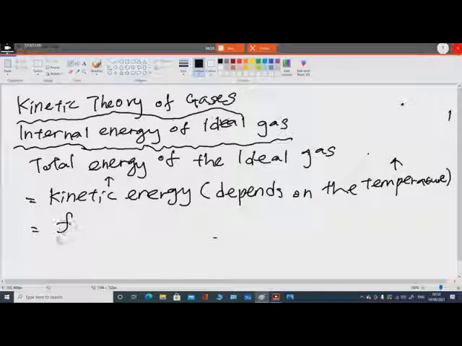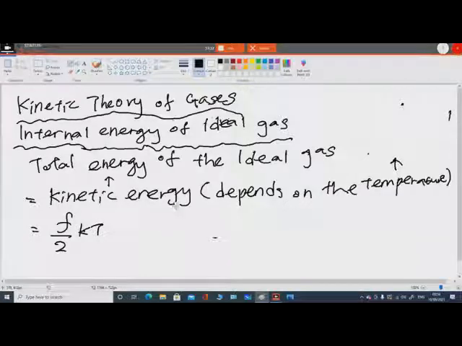This is F over 2 kT, which is the formula that came from the equipartition of energy. For the monoatomic we have 3, for the diatomic we have 5, and finally the polyatomic has 6 degrees of freedom. So this is the kinetic energy for the three types of gases, which equals F over 2 kT.